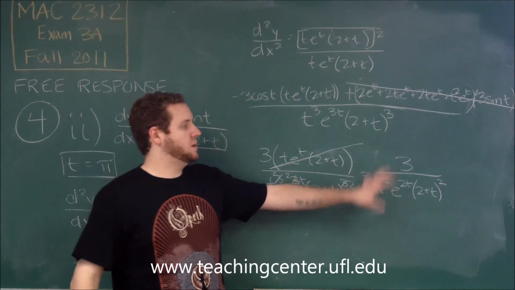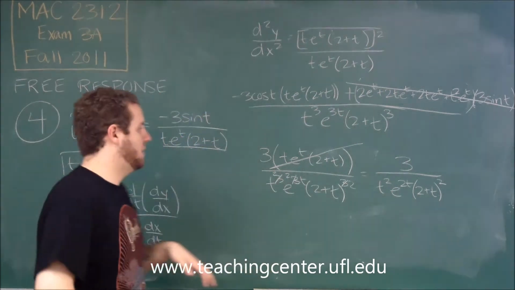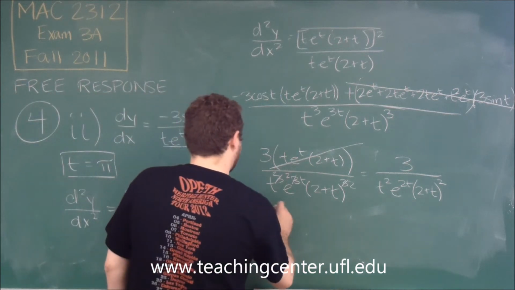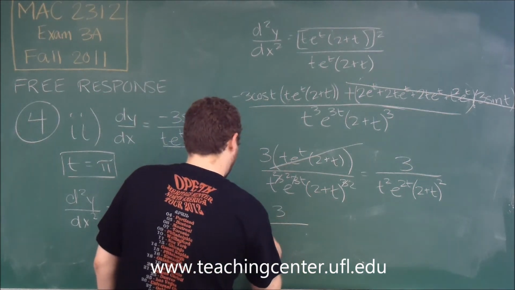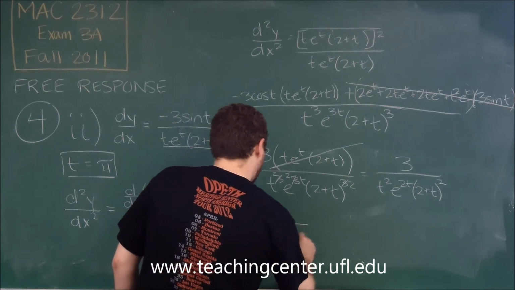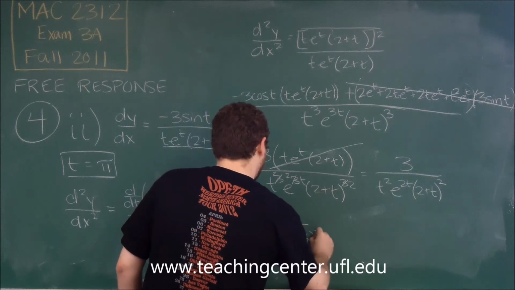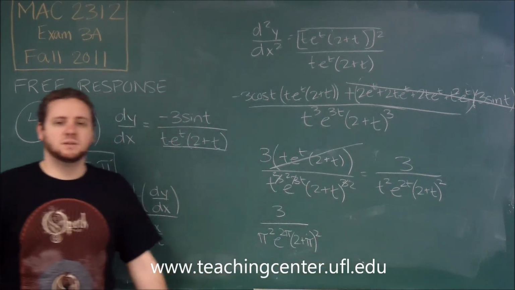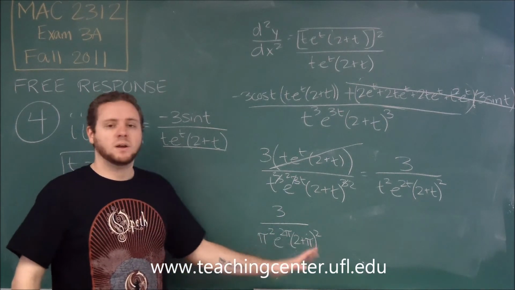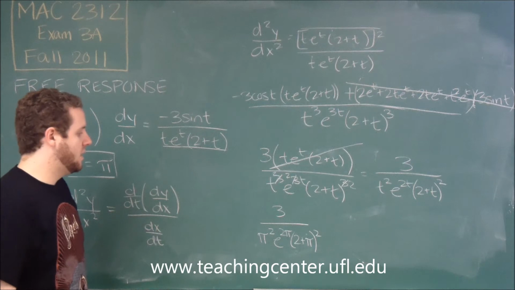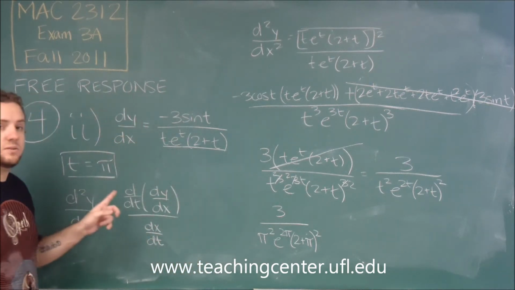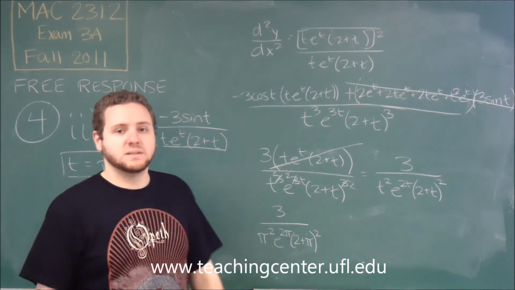So that's much simpler than what we started with. And that's as simplified as we can get. And now we can just plug in t equals pi for the rest of it. And we would get 3 over pi squared e to the 2 pi, 2 plus pi squared. And that you don't need to do anything else with. That's as simplified as it's going to get, because you have e to the 2 pi squared. Nothing else needs to be done there. And that is your answer for what the value of the second derivative is at t equals pi. So the last part, it says, what is the concavity?